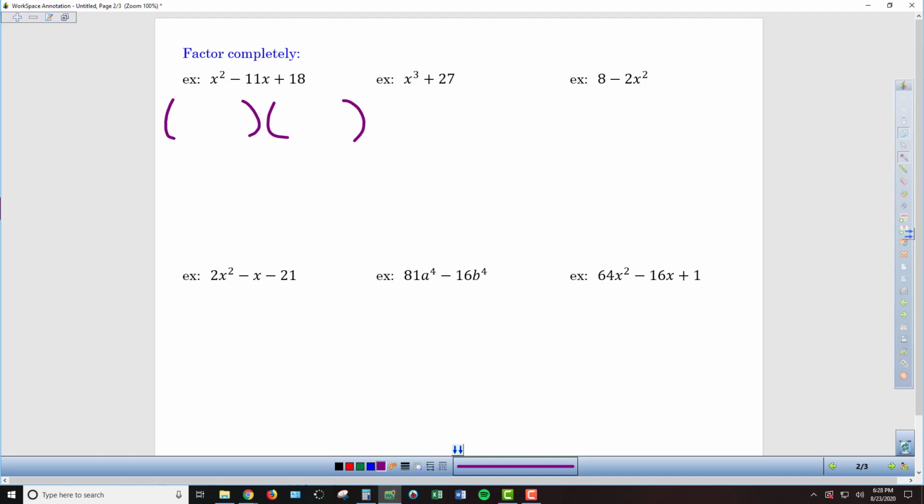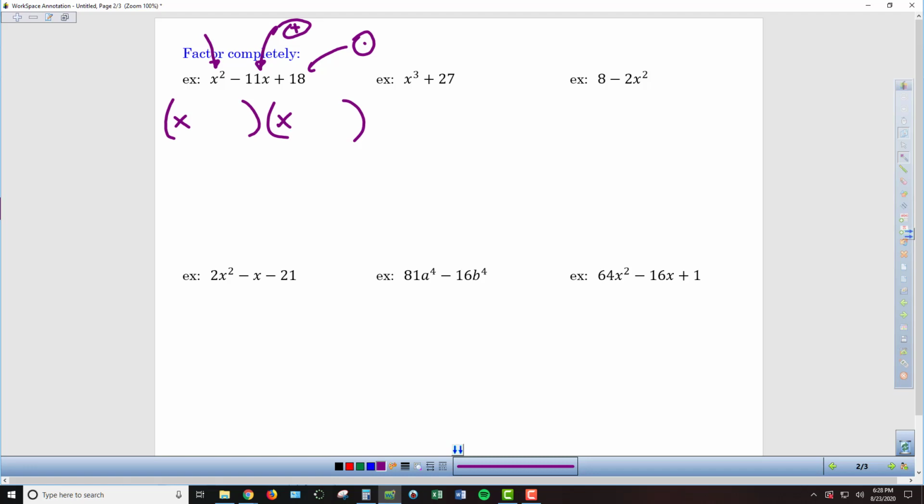And so remember, I'm looking for two things that are going to multiply to make this x squared, which hopefully from experience we know it's going to be x as the first thing in each of the sets of parentheses, because if I FOIL, x times x will get me back to x squared. And then I have to figure out what are going to be the trailing numbers. And so we need to find two numbers that multiply to make 18, and at the same time they have to add to make 11.